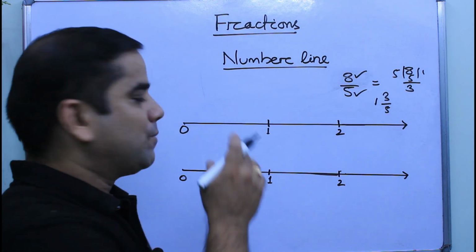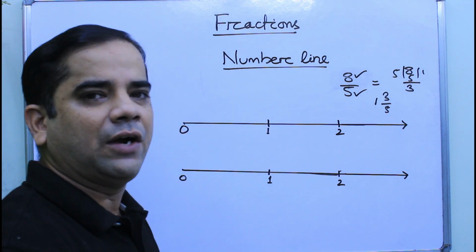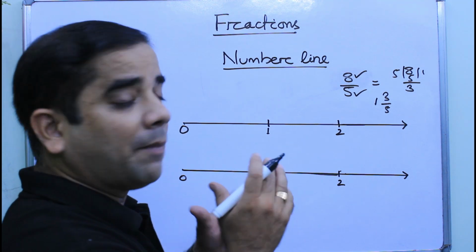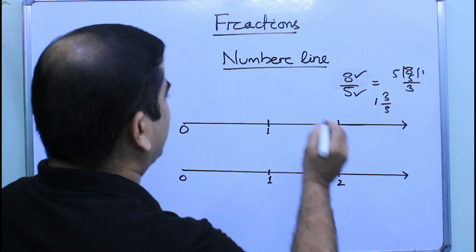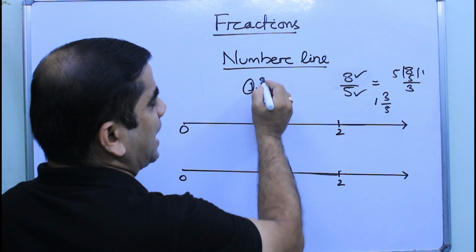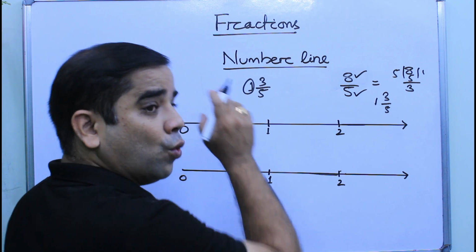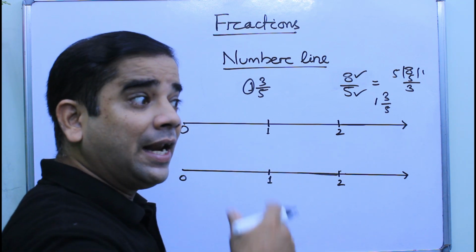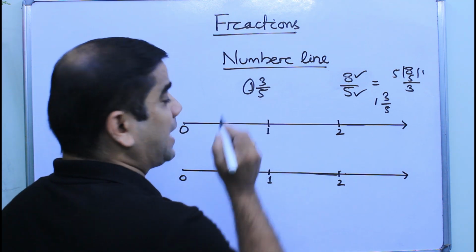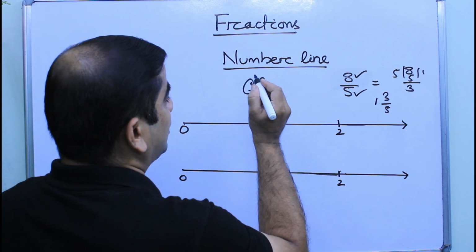So we will discuss now how to represent 8 by 5 on the number lines in two different ways. Students, in our previous videos we have already discussed the mixed fractions. Okay, so what does 1 whole 3 by 5 mean? 1 whole 3 parts out of 5 equal parts. That means here we have 1 whole part. After that the next whole part is not completed. It is divided into 5 equal parts and 3 parts are taken out of it. So 1 whole 3 by 5.